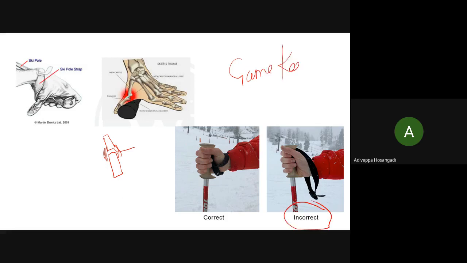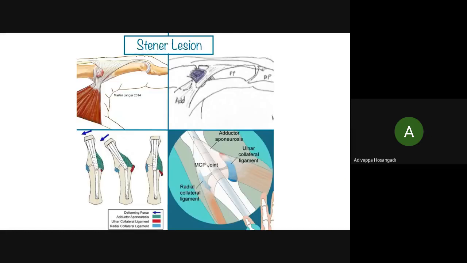Look at this, this is the correct technique. If you are going to the Alps or Switzerland for ice skiing, remember how to hold this pole. You should use it like this, not like that. Anyway, you don't have to remember this for the exam. After you become a postgraduate, you can go there. So gamekeeper's thumb is injury to the ulnar collateral ligament of the first metacarpophalangeal joint.